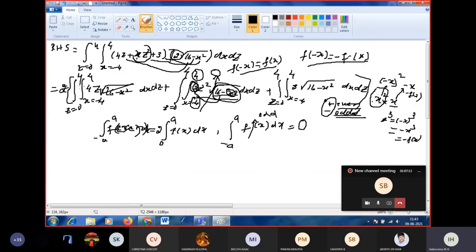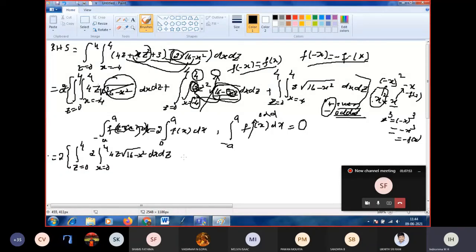Now we have to evaluate the first one and the last one. So come to the first one. Here the x term is not there. Is square root of 16 minus x square odd or even? Even. So if it is even, minus a to a can be written as 2 times 0 to a, with no change: 4 into root of 16 minus x square into dx.